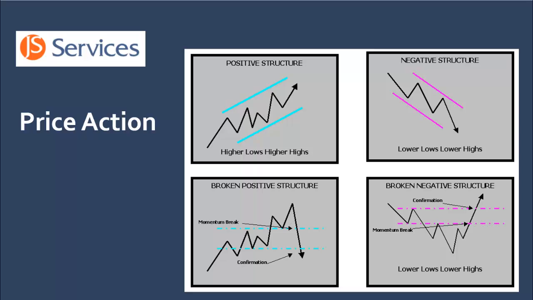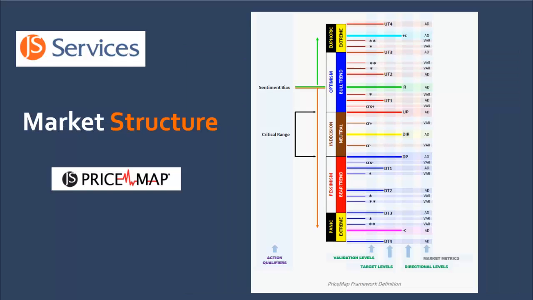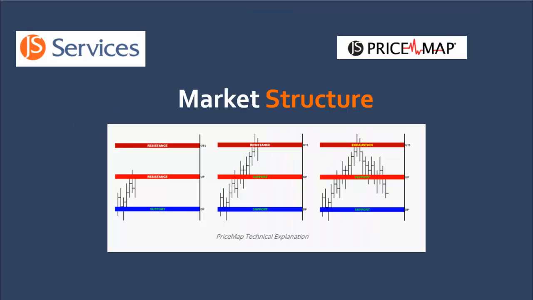As a breakout trader, a break in the first structure point is a tell that the trend may be over, and a break in the second structure confirms that it is. Market structure is defined by the PriceMap framework. Instead of peaks and troughs, it is viewed more like a ladder or a staircase, where once a PriceMap level is taken out, it should continue to climb to the next level on the PriceMap.